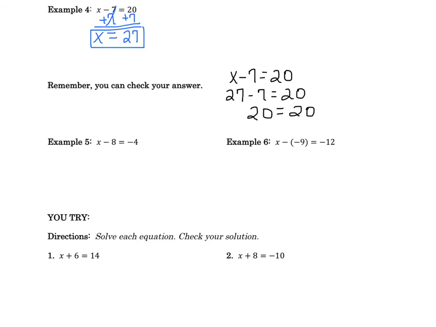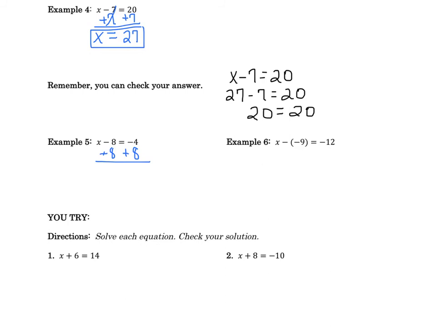Let's look at example 5. x minus 8 equals negative 4. So you want to undo subtracting 8. You always want to get your variable by itself. So we're going to add 8 to both sides, just like that.